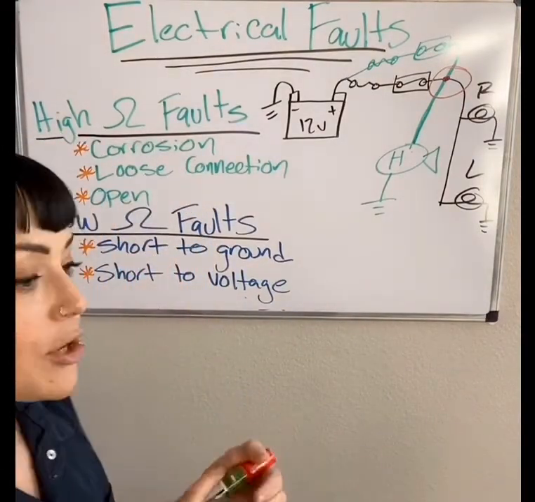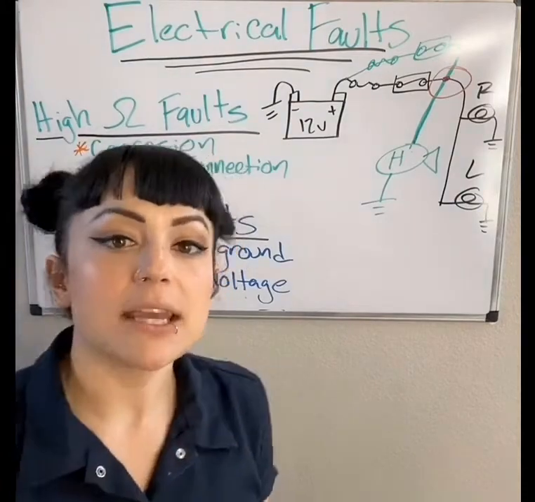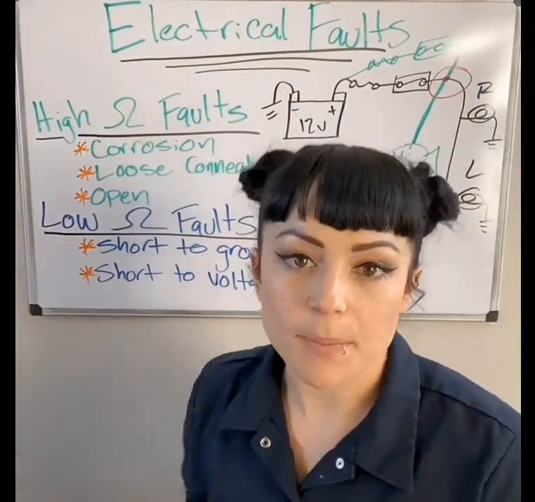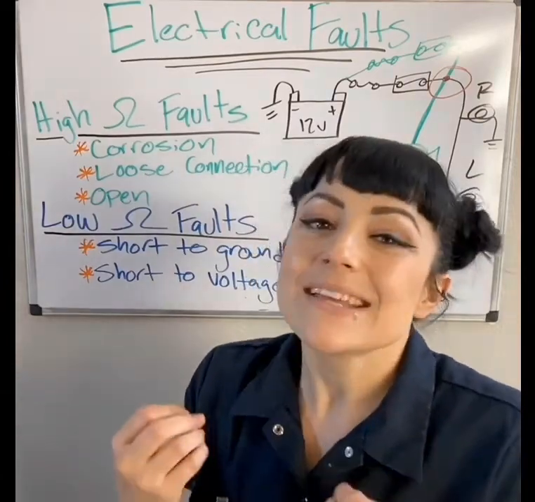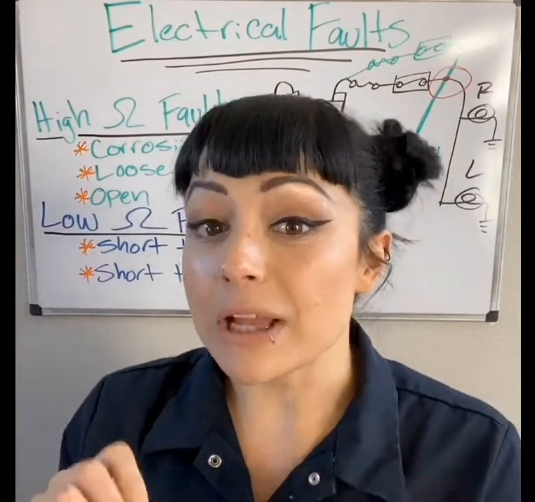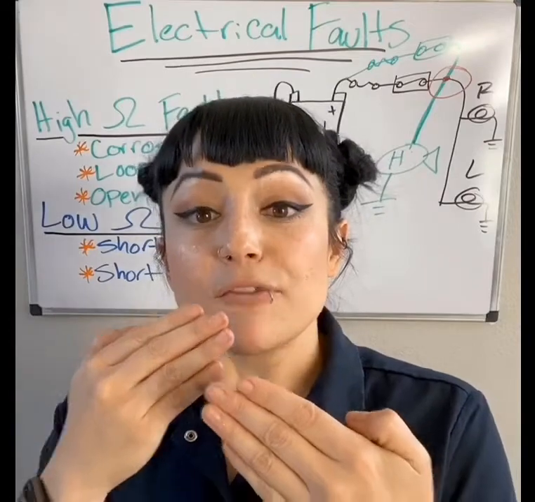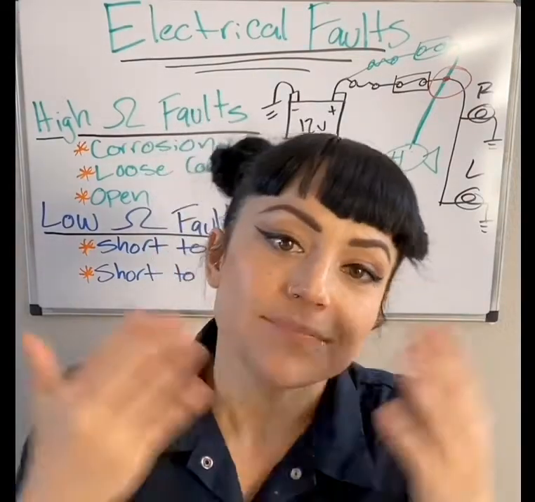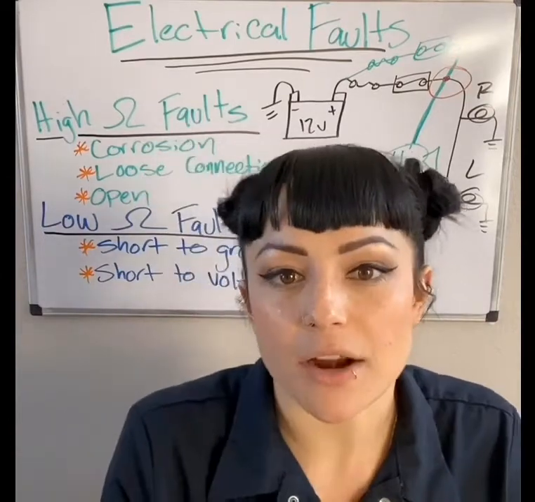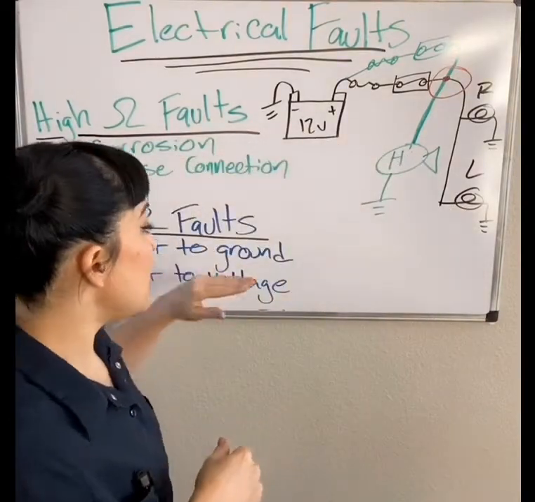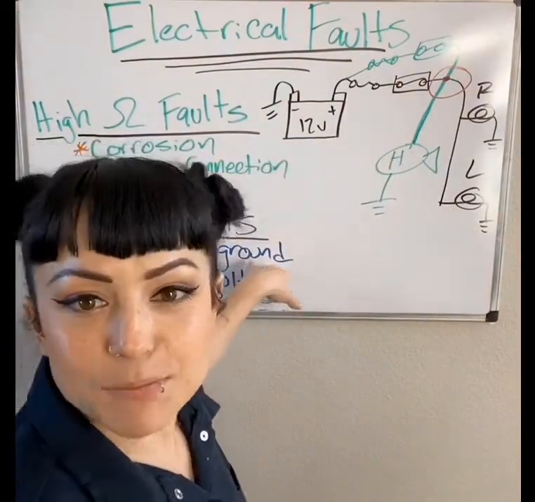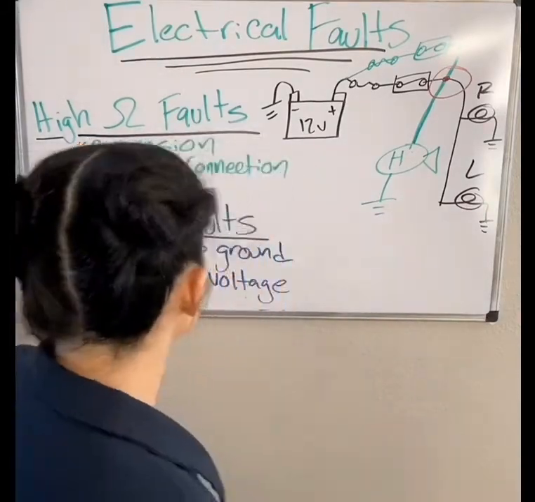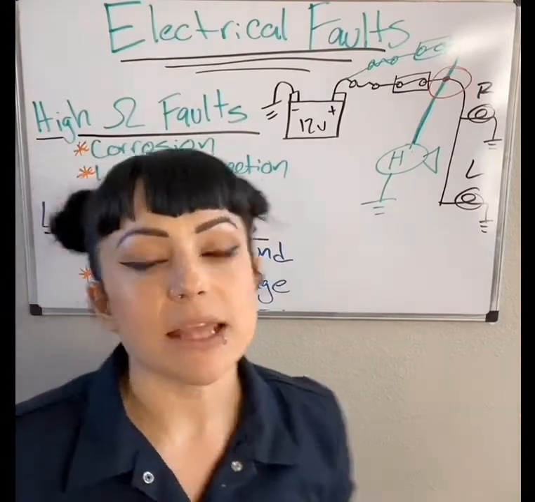Now I will tell you, a characteristic of a short to ground every time is a popped fuse. Or once in a blue moon, when you're getting real lucky, the fuse will actually fuse together as it melts and you'll end up catching a fire. That's you won the lottery. But 9.9 times out of 10, a short to ground is going to lead to a popped fuse. A short to voltage may or may not lead to a popped fuse.